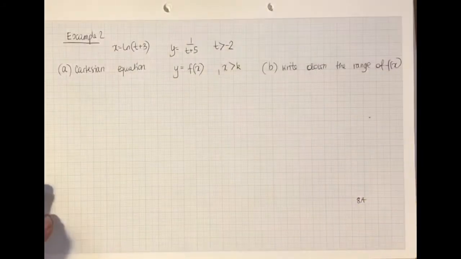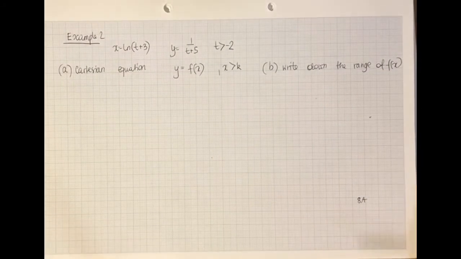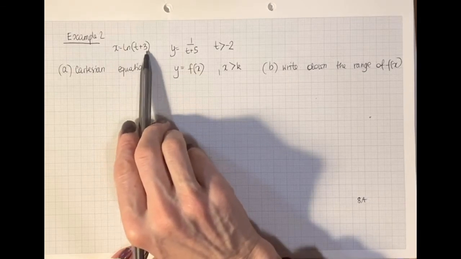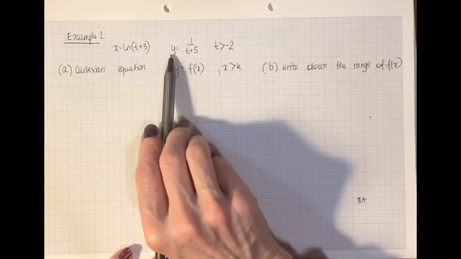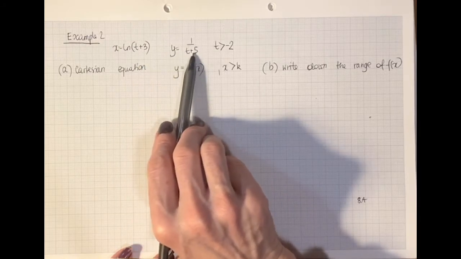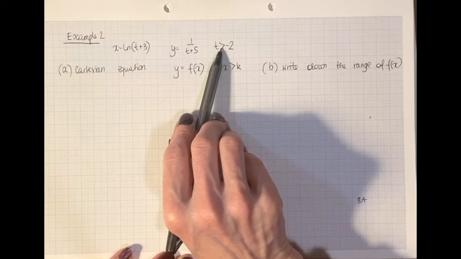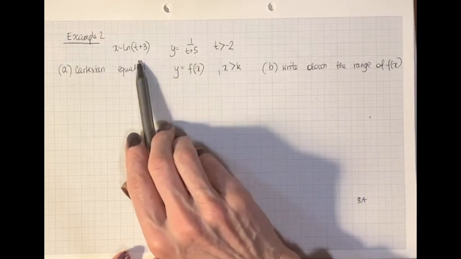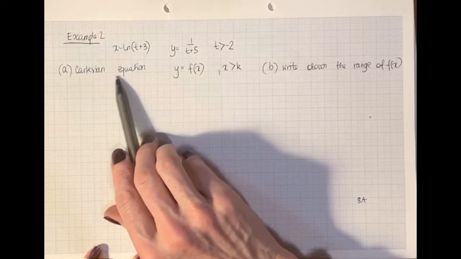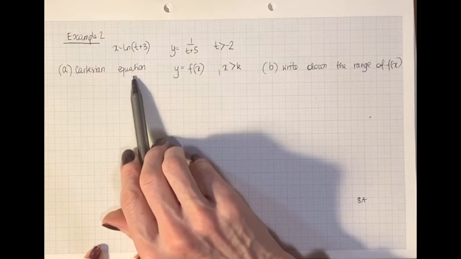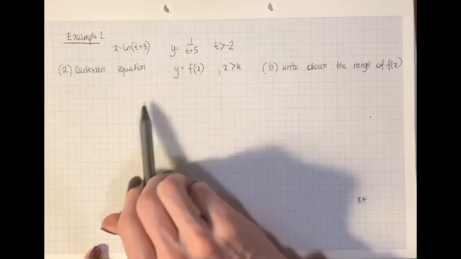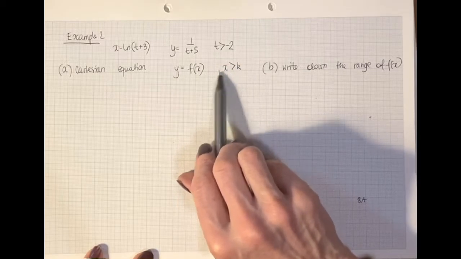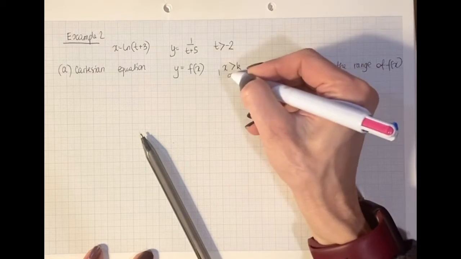So next is example 2. Here we have two functions: x equals ln(t plus 3), and y equals 1 over (t plus 5), when t is restricted above -2 only. Okay, so the first task is to find its Cartesian equation in the form of y equals f of x, and then they are also asking us to find the value of k. So they are asking us to describe the domain.